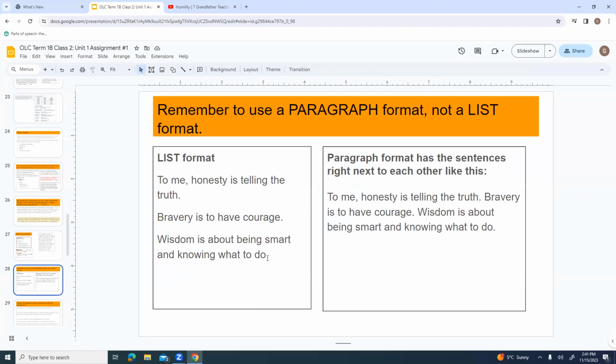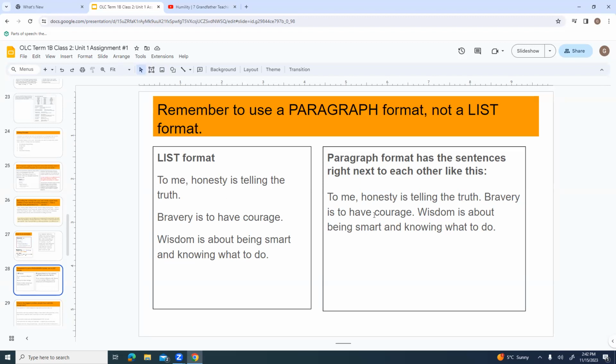Now, the other thing is, remember to use a paragraph format, not a list format. A list format is where you just write the sentences down your page in a row, but that's not how paragraphs are written, right? If you're looking at a book, the sentences run into each other. We just leave a little space, sometimes two spaces, depending on how old you are. I'm used to the 2-space rule. And then we write the next sentence. By the way, it does not matter to me whether you use 1 space or 2 spaces. I think in college, it's gone to 1 space, but you would check with whatever teacher you have.